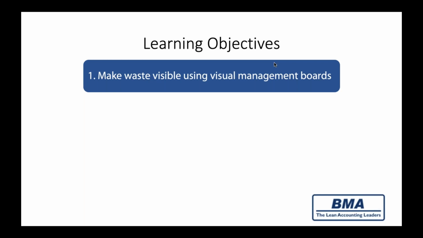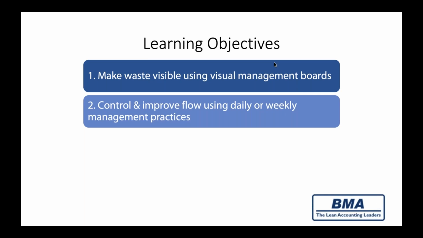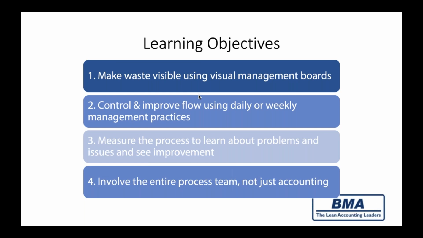So make the waste visible using visual management practices. Control and improve flow using daily and/or weekly management practices. Measure the process to learn about problems and issues and see improvement. And involve the entire process team, not just the accounting department.